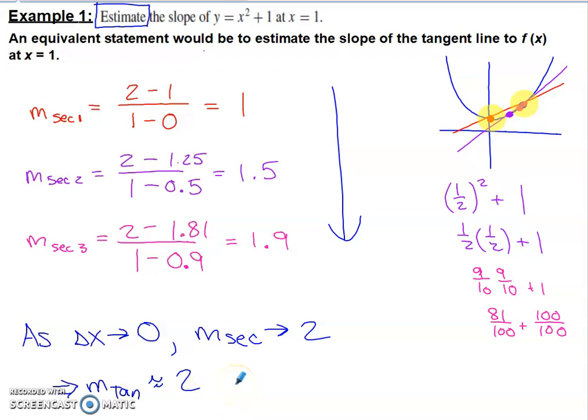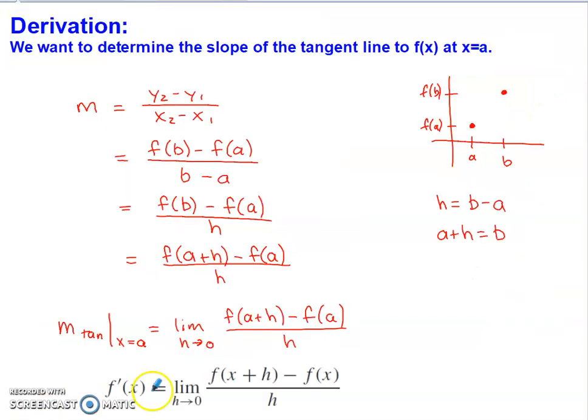Now, how do we get away from having to estimate the slope of the tangent line? How do we actually find it? And that's really the main point of this video. So here is the situation. We want the slope of the tangent line to a function at the x value of a.